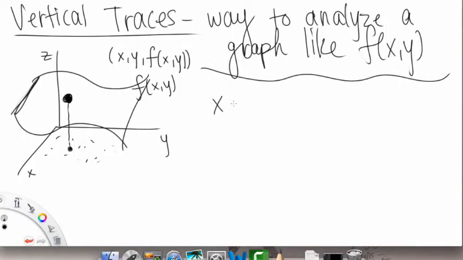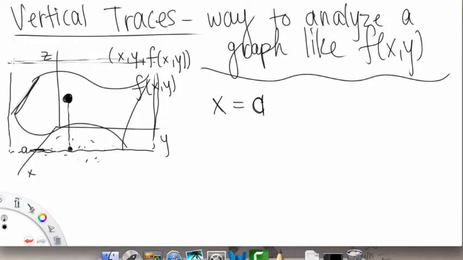So let's say we freeze our x at a constant. I'll just name it constant a, okay? So here what we're going to do is take x and set it equal to a. Here's a, okay? I'm just going to draw a little dashed line here. So we want x to be constant. What that does is create a plane which is parallel to the YZ plane. So this plane, at x equals a, is a vertical one, actually.